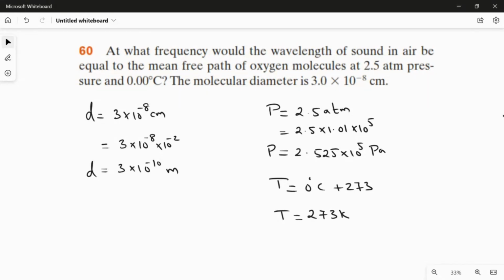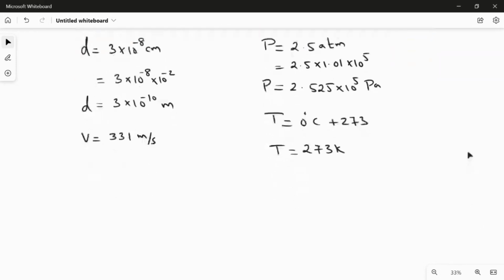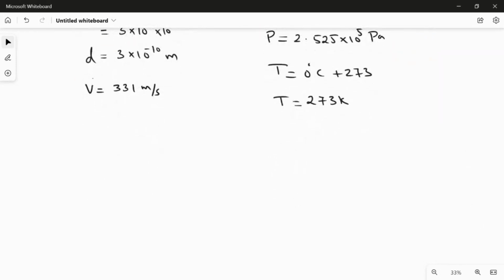And the most important thing here, we have to consider the speed of sound in air. Here the temperature is mentioned as 0 degree. At 0 degree, the speed of sound takes the value of 331 meter per second, because the sound speed will vary according to the temperature, right? So at 0 degrees Celsius, the speed of sound takes the value of 331 meter per second. Clear? Okay.